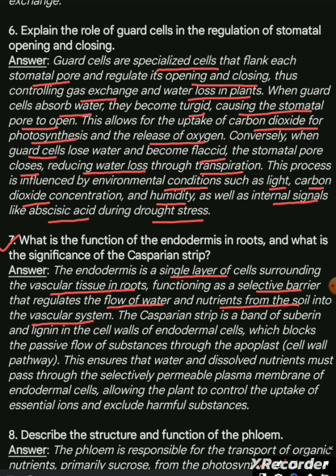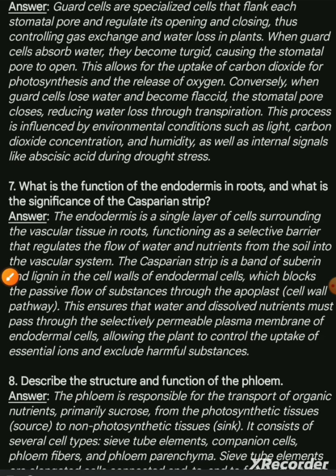The Casparian strip is a band of suberin and lignin in the cell walls of endodermal cells, which blocks the passive flow of substances through the apoplast cell wall pathway. This ensures that water and dissolved nutrients must pass through the selectively permeable plasma membrane of the endodermal cells, allowing the plant to control the uptake of essential ions and exclude harmful substances. Question number 8.